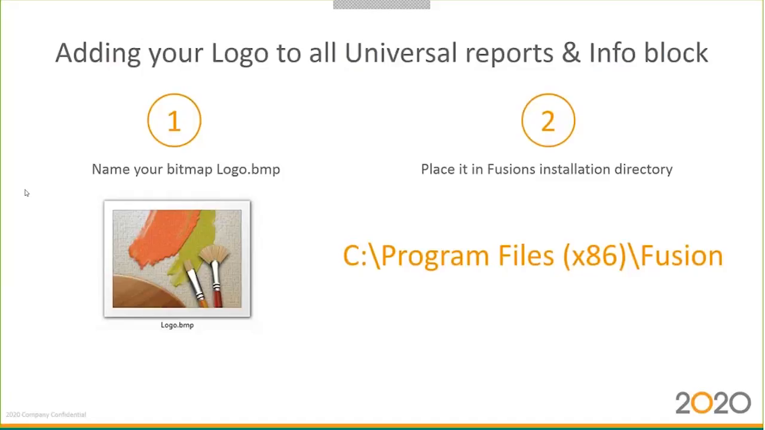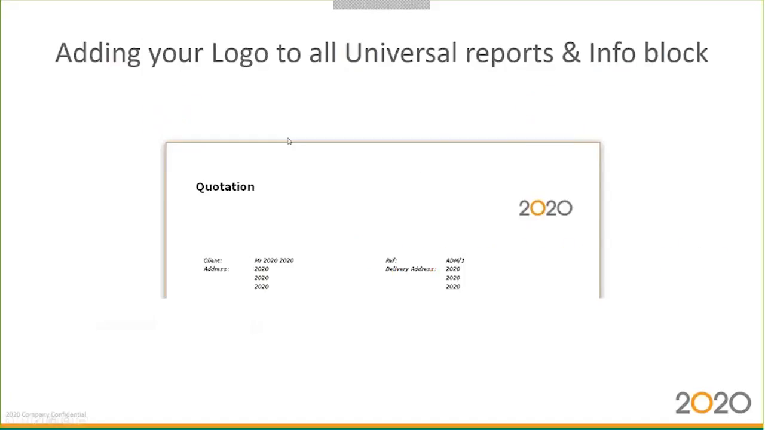On screen now, you can see the standard Fusion installation path. So this should be the same over the majority of Fusion installations. Once you place your logo into the installation directory, it will now appear on all universal reports. Here's an example that I created earlier on. Obviously, we've used the 2020 logo, but as I mentioned, just simply drop your logo into the installation directory, and it will appear on all universal reports.